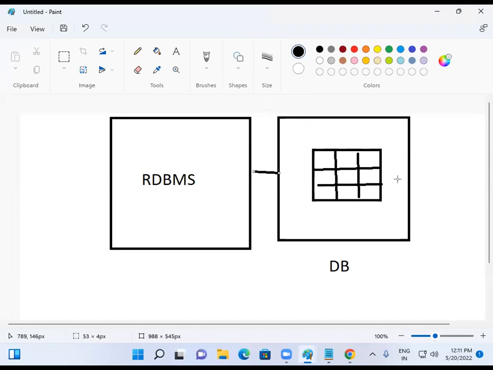That means, from one DBMS to another DBMS, what is the difference? The difference is the structure. In HDBMS, we use hierarchy, a tree structure. In RDBMS, we use a table structure.